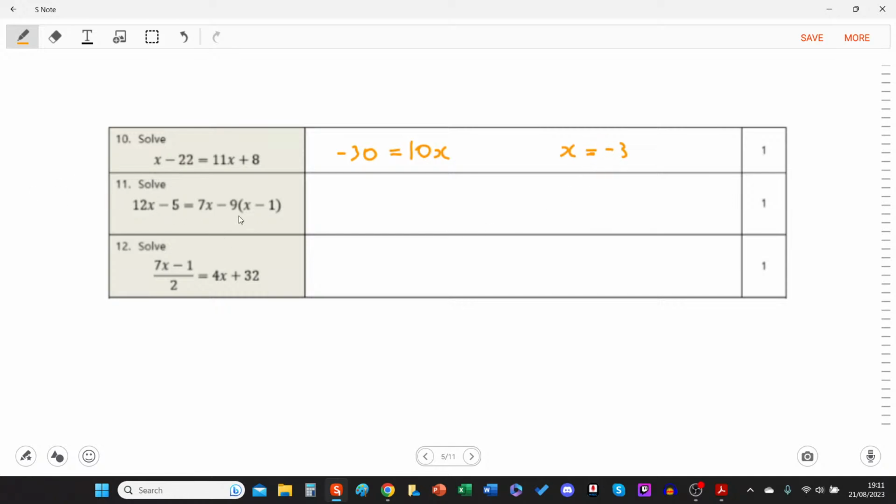Hopefully you got that. Okay, this is a 2-part thing. I didn't change the pen color. I hope you don't mind. I think I will.